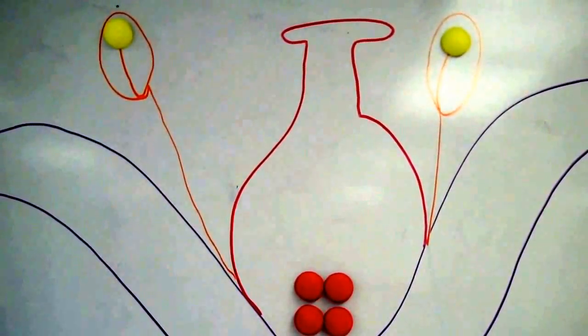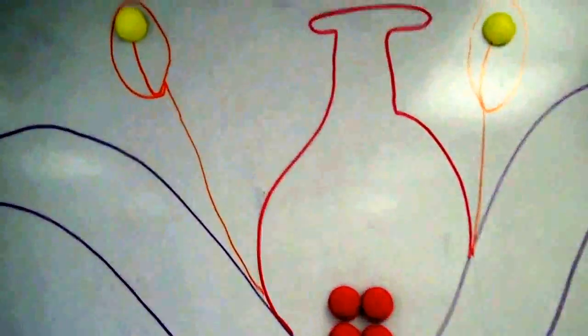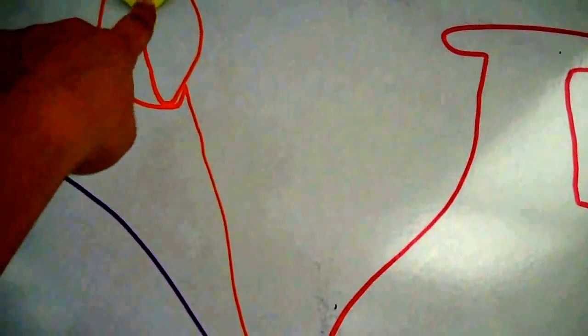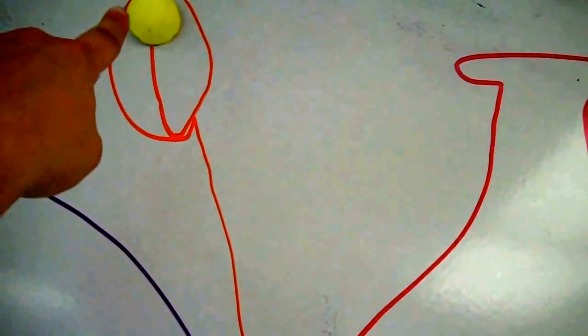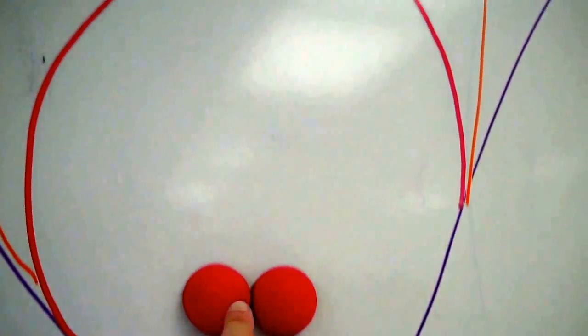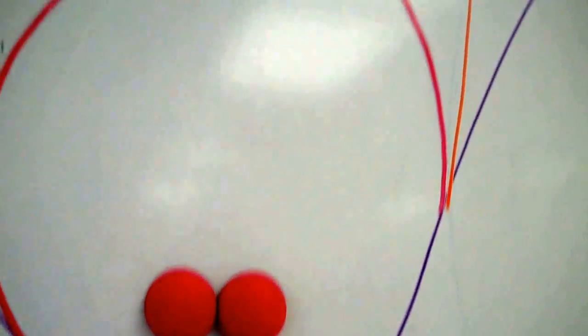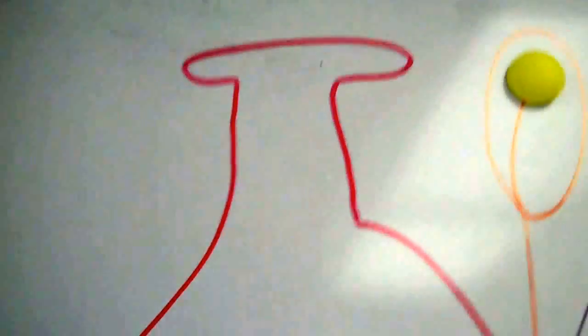Flowers can have male parts, female parts, or both male and female parts. This part here is male. That's called the stamen. This part here is all female. That's called a pistil, because girls are like pistols. Woo!